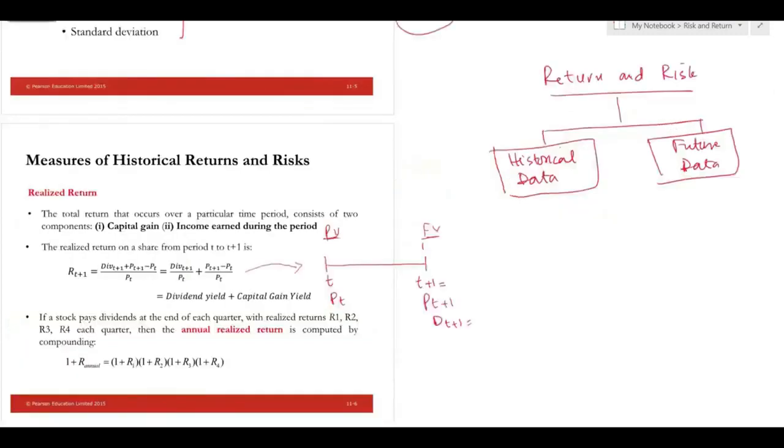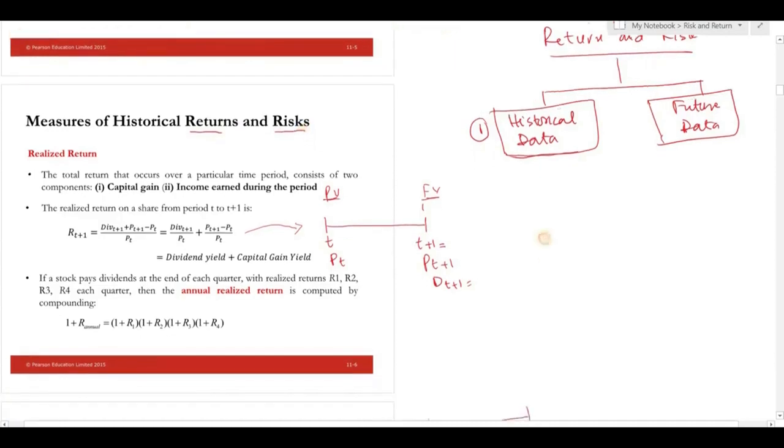Okay, next question is, how do we measure that return and risk? Basically, there are two approaches. Number one is that we have historical data, and using the historical data, we can find return as well as risk. And also, for a few stocks, we don't have any historical data. Maybe they are new stocks, and we will use future data, or do some estimates, to get the return and risk. The first approach is historical data. Using the historical data, we are going to measure return as well as risk.